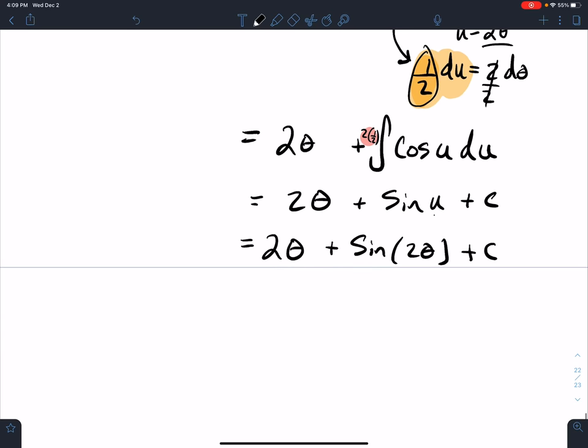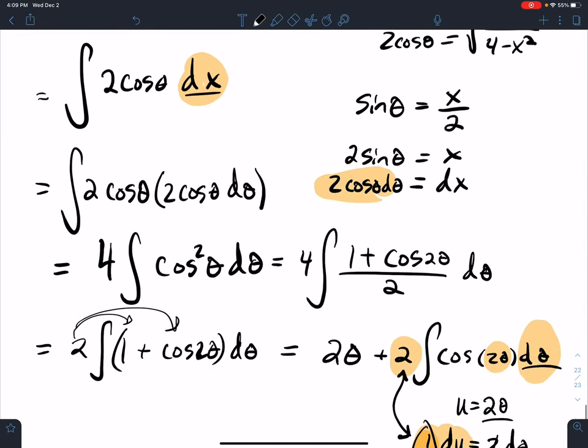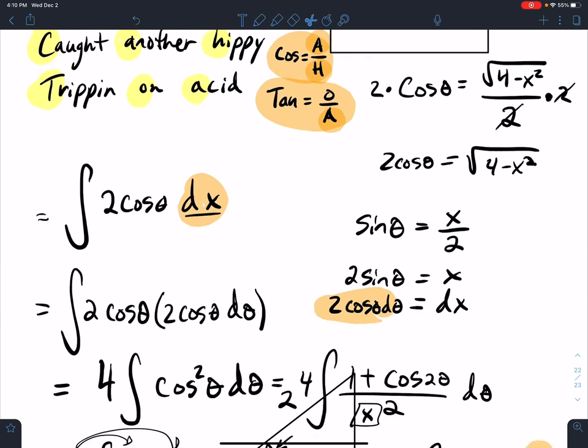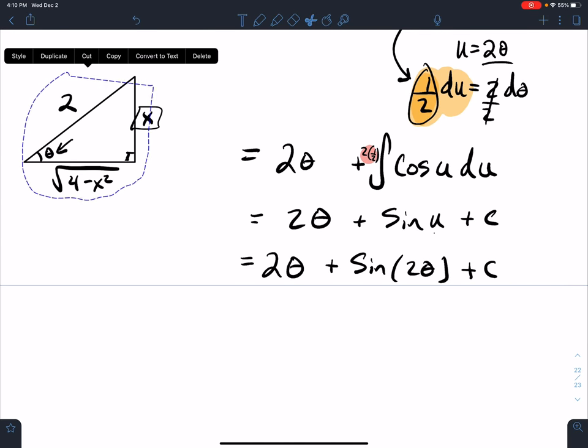Now, if I stop here, you might be tempted to use the dictionary to help you convert back. But there's a problem. My dictionary is coded to work for an angle theta, not 2 theta. So we can't just willy-nilly flip this around, right?